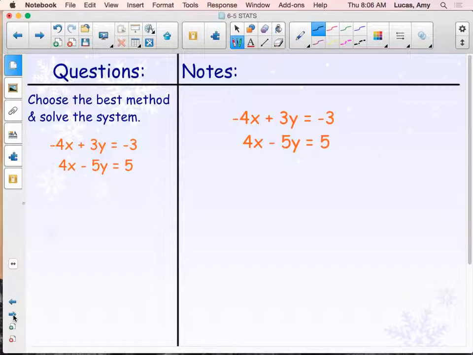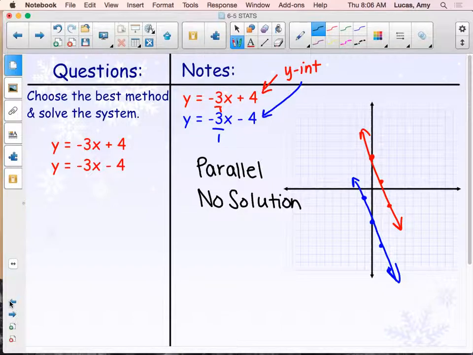Okay, my next system, this system is all lined up. So I could go back to this one actually and explain that I chose graphing because it did say to choose a method and solve, so my method was graphing.